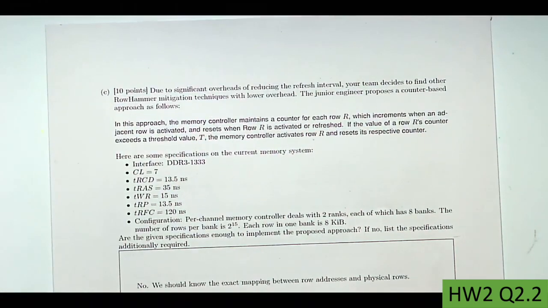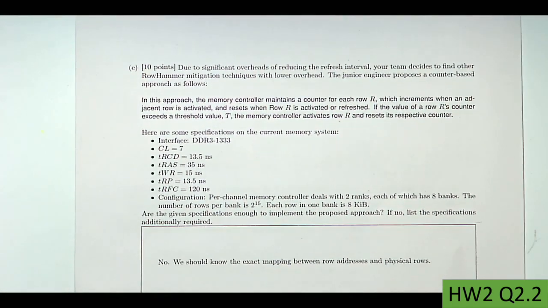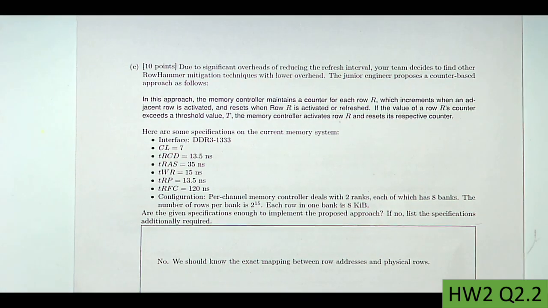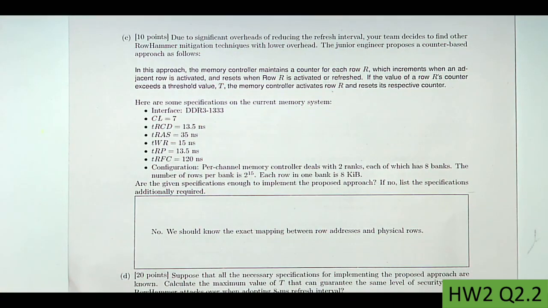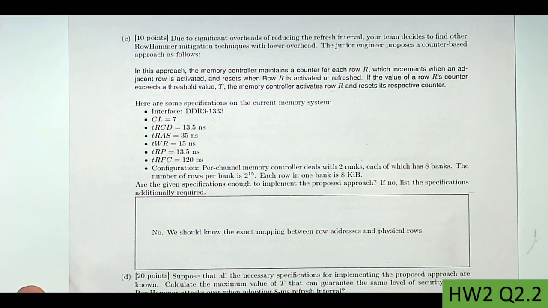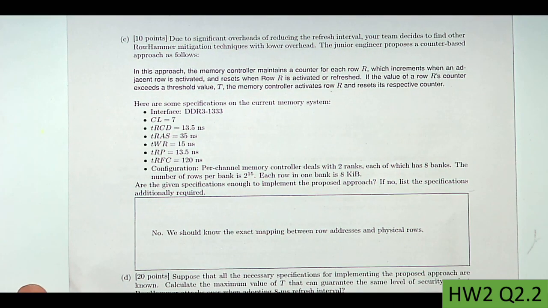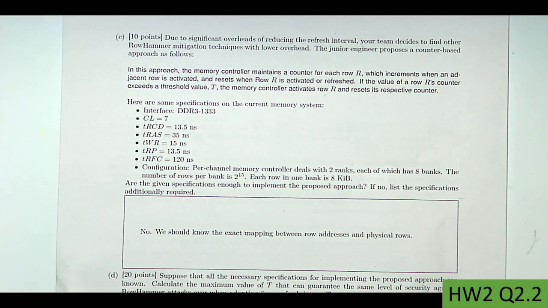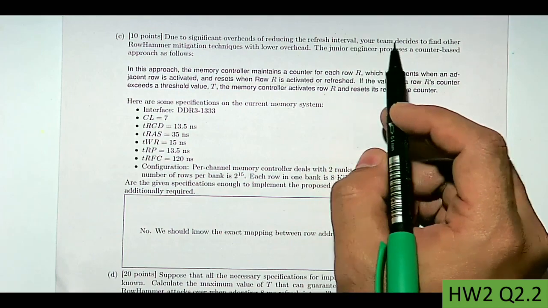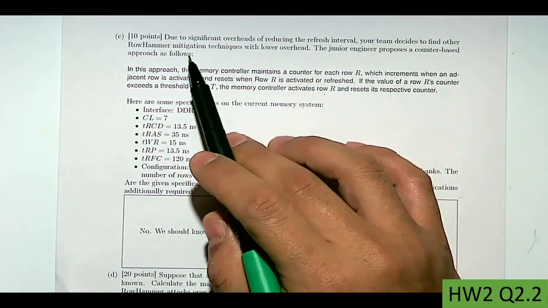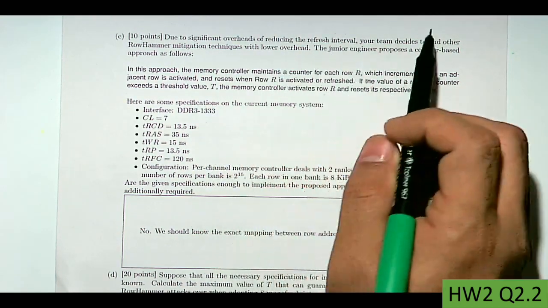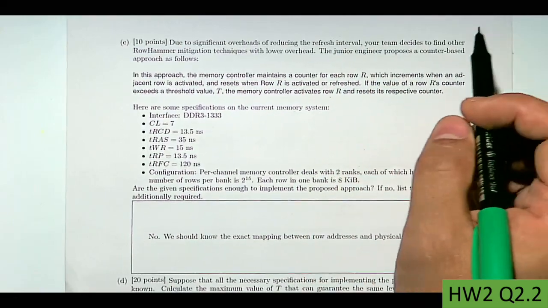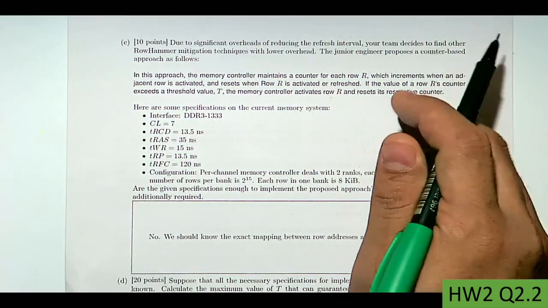Okay, so this approach, reducing the refresh interval, is not feasible when DRAM scales out. So we should think about another approach. Due to the significant overhead of reducing the refresh interval, you can decide to find another RowHammer mitigation technique with a lower overhead. So the junior engineer proposed another technique, which is counter-based.